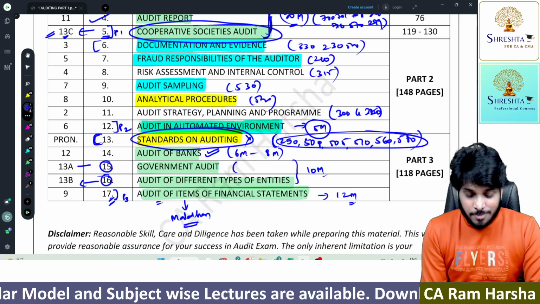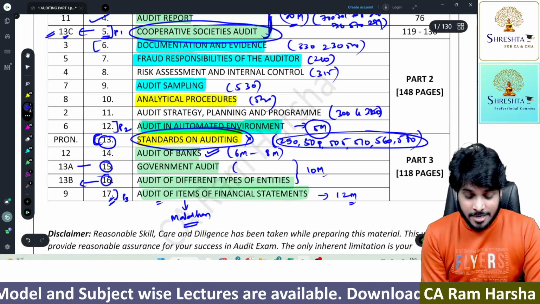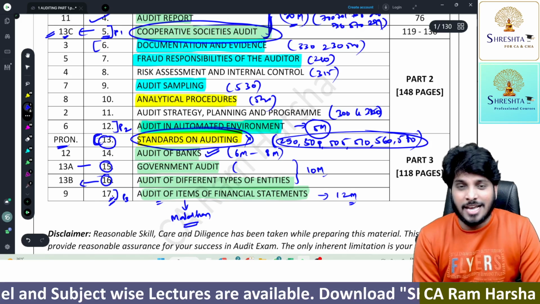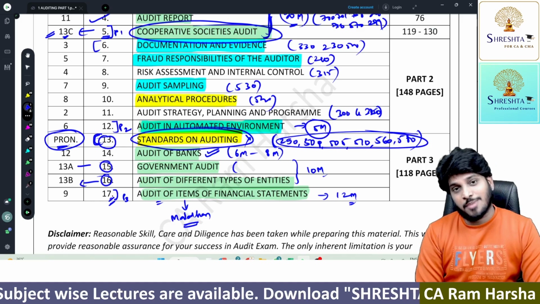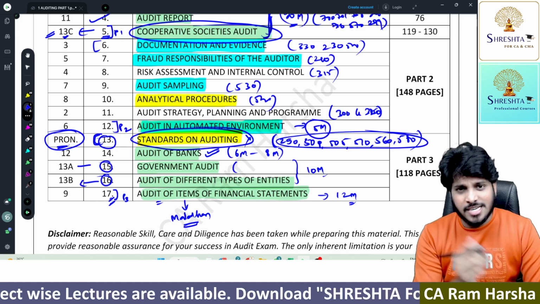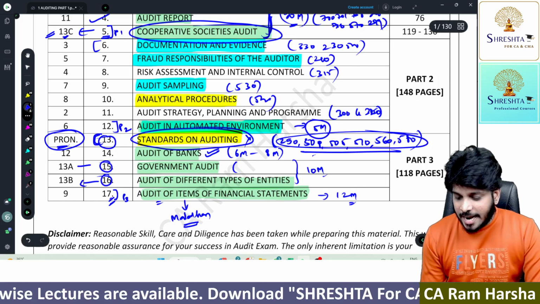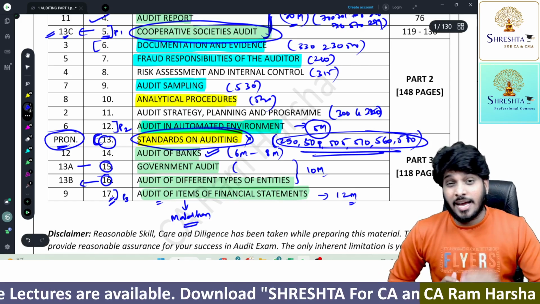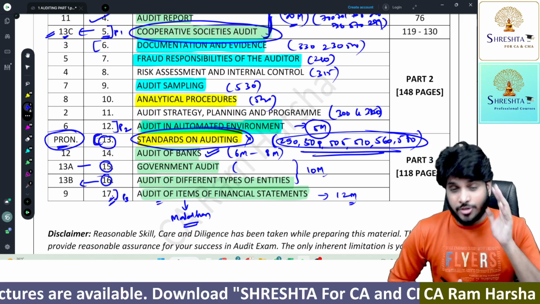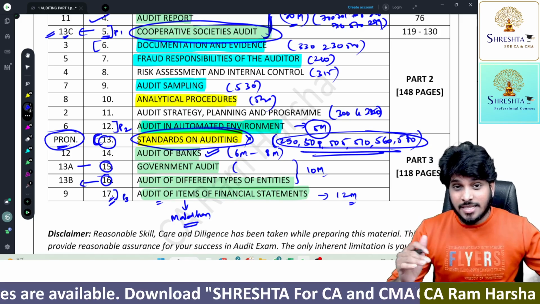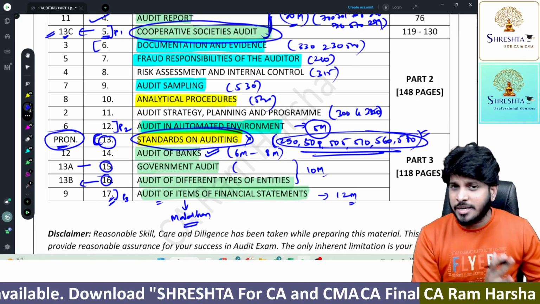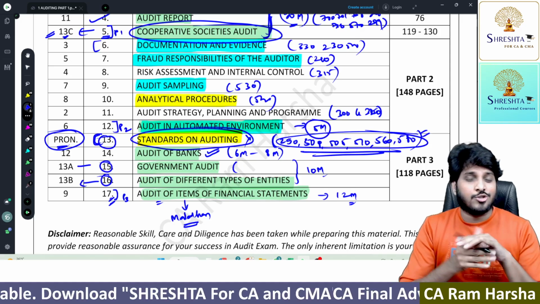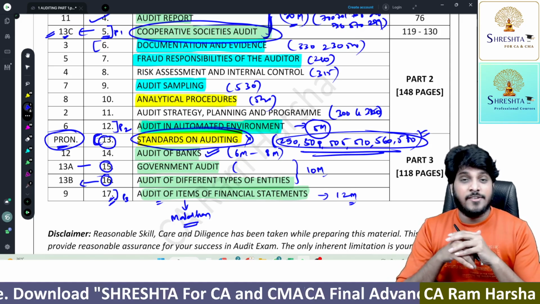You open the institute material, you will not find a standards chapter in the ICAI book. Instead, you will find a book called the pronouncement book. All these standards, whatever I said here, are explained in the ICAI book as part of the audit evidence and documentation chapter. That's it. So this is the order in which you need to plan.